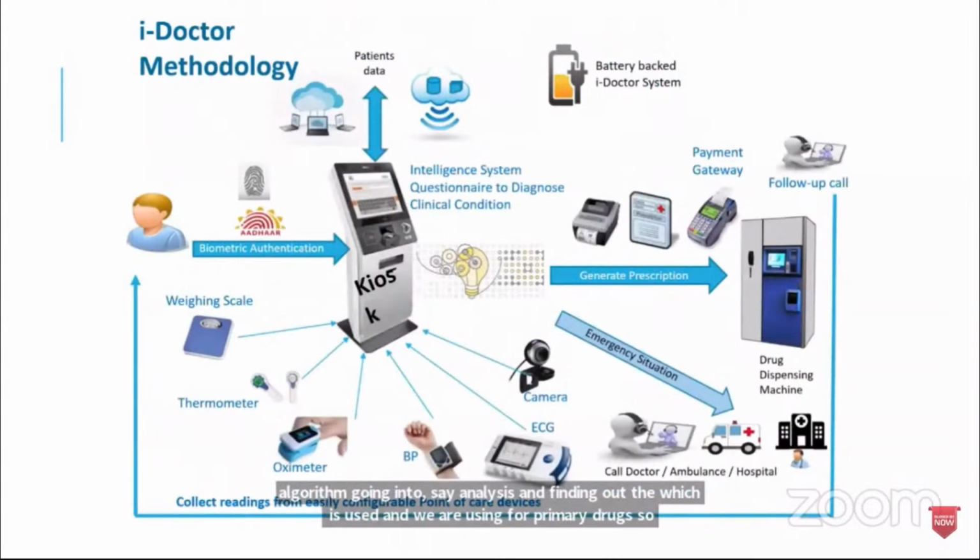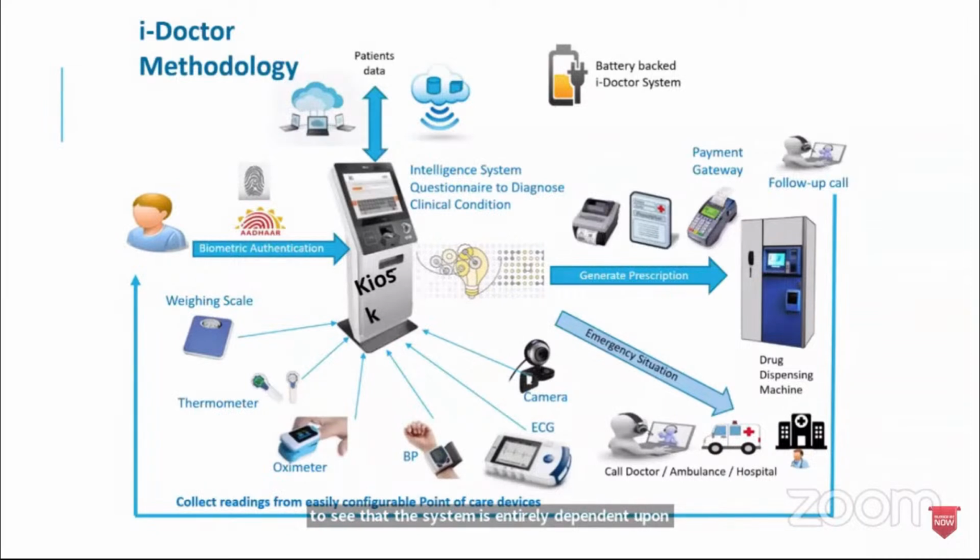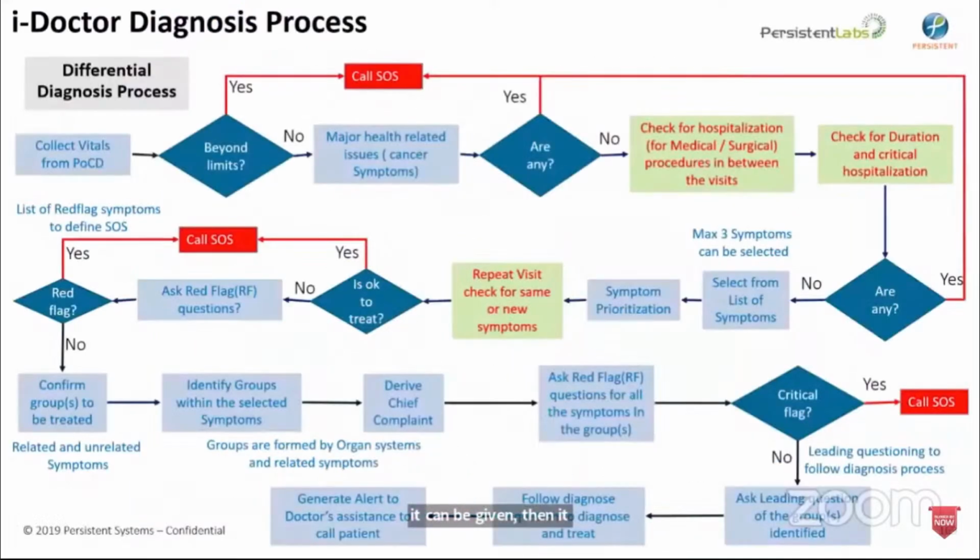So we had a kiosk. You sit down, and after individualization, the system asks questions. The system is entirely dependent upon getting your symptoms, and there is no touch from the doctor. The system will find out whether it is safe to give you drugs without examination. It takes your blood pressure, ECG, pulse ox, and everything. And once it thinks that it can be given, it can directly deal with, say, 50 drugs.